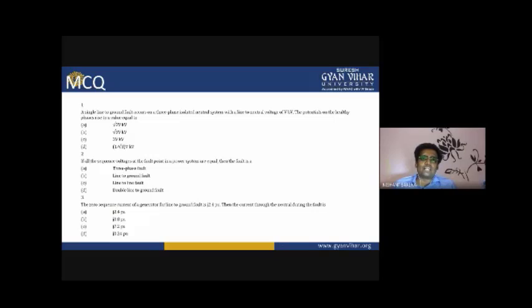Then the zero sequence current of a generator for a line to ground fault, that is for the single line to ground fault, has been given to you. The current through the neutral during the fault will be what? Just in the previous slide, we have discussed this thing, so you can solve it very easily. Try to solve it. We will discuss it in the next session.